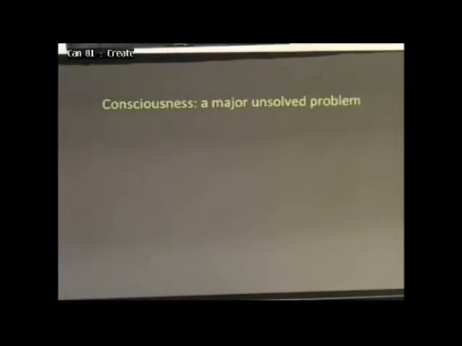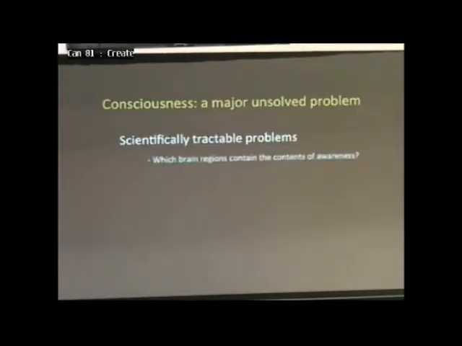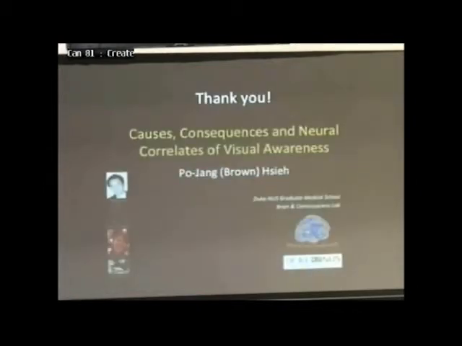So, although consciousness is still a major unsolved problem in science, I hope I have convinced you that there are at least some sub-problems in there that are scientifically tractable. For example, we can now definitely study which brain region contains the contents of consciousness. And we now have the ability to look for not just neural correlates, but we're moving forward to investigate the neural consequences and even neural causes of consciousness. Okay, thank you very much.